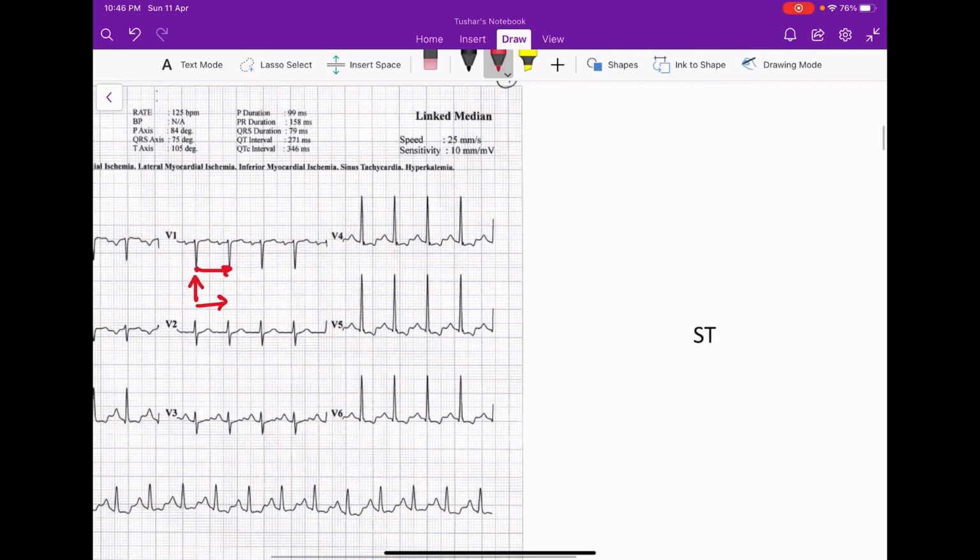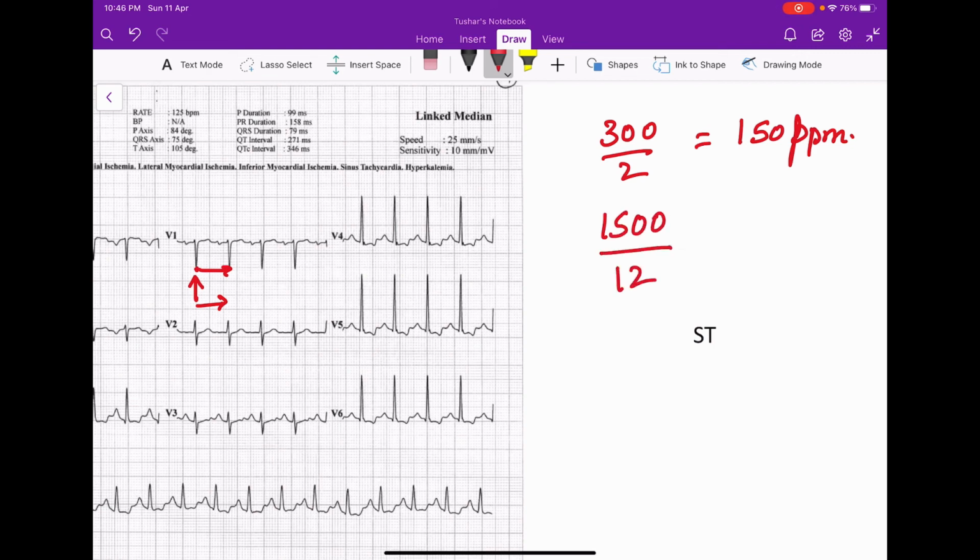So putting the formula, 300 divided by 2 is equal to 150 beats per minute, or 1500 divided by 12, which comes to 125 beats per minute.